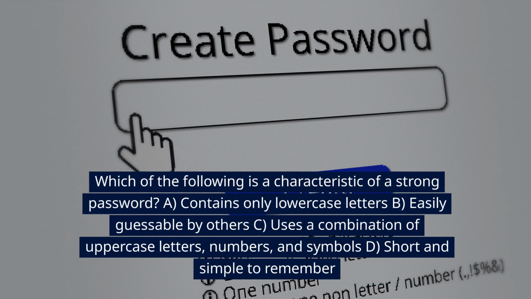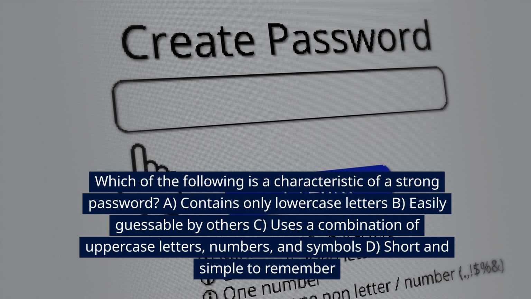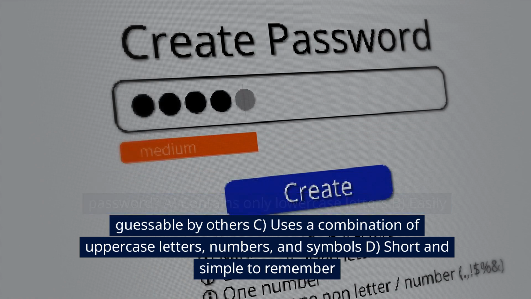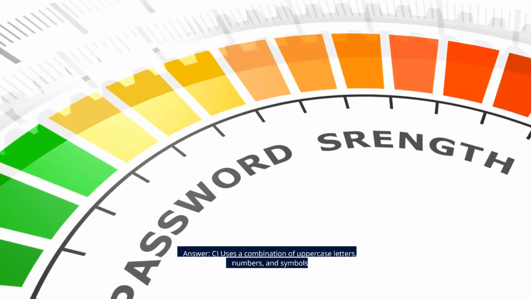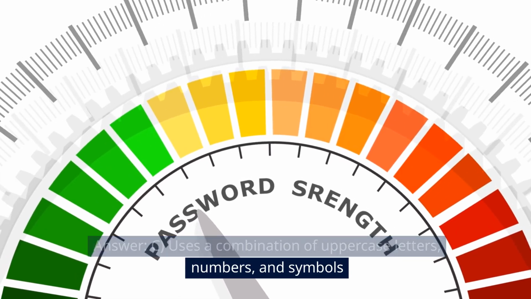Which of the following is a characteristic of a strong password? A. Contains only lowercase letters. B. Easily guessable by others. C. Uses a combination of uppercase letters, numbers, and symbols. D. Short and simple to remember. Answer: C. Uses a combination of uppercase letters, numbers, and symbols.